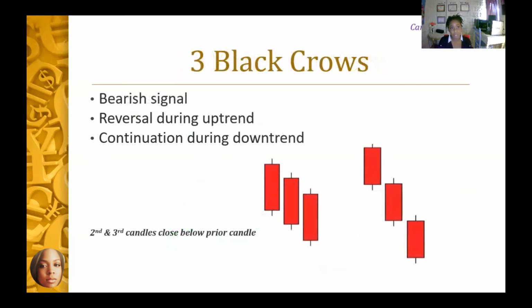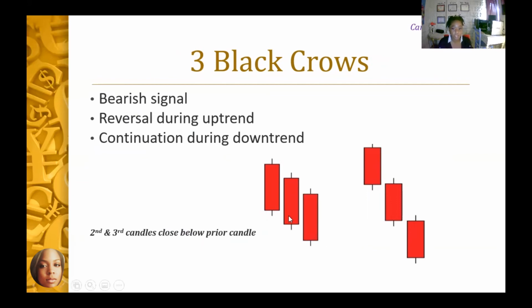The opposite of three white soldiers is the three black crows. Obviously, this is a bearish signal. And the opposite of the three white soldiers is going to be true for the three black crows. If you see it during an uptrend, I'd bet on a sell, because that's telling me the sellers are trying to get it. All right. If you see this during a downtrend, I would bet on a sell, because it's telling me we still got control of this thing. Big time, buddy.